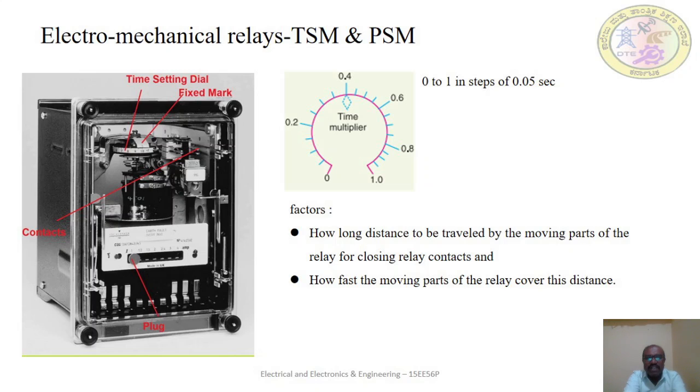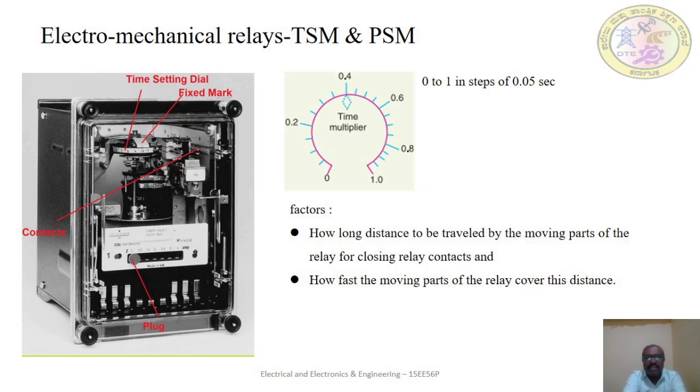The time of operation also depends on the speed of operation. The speed of the moving part of the relay depends upon the force due to the current in the relay coil. Hence, it is clear that the speed of operation of an electrical relay also depends upon the level of fault current. That means the time of operation of the relay depends on the plug setting multiplier. The relation between time of operation and plug setting multiplier is known as the time versus PSM graph.